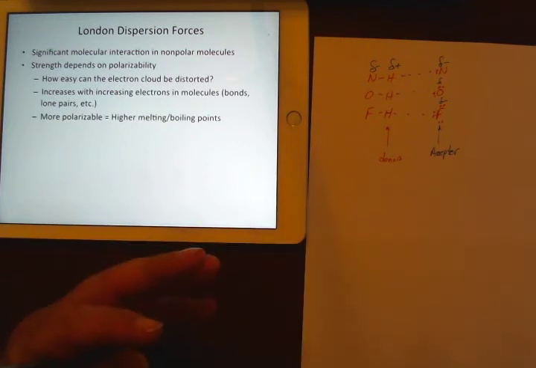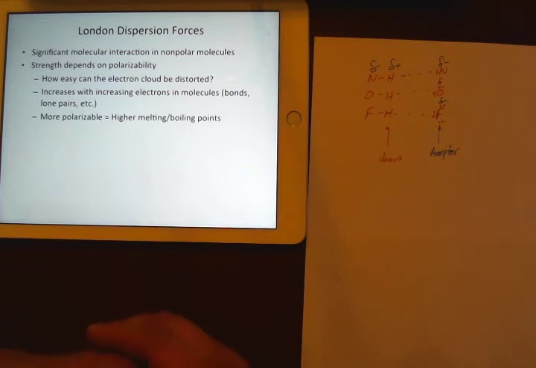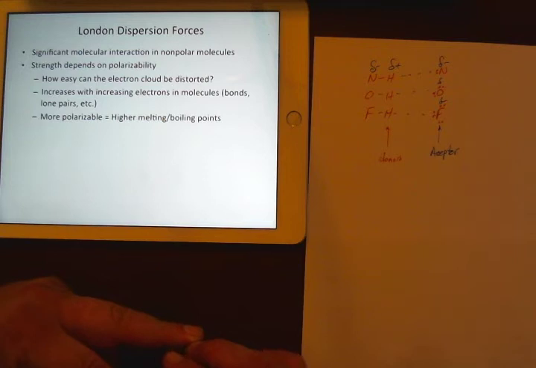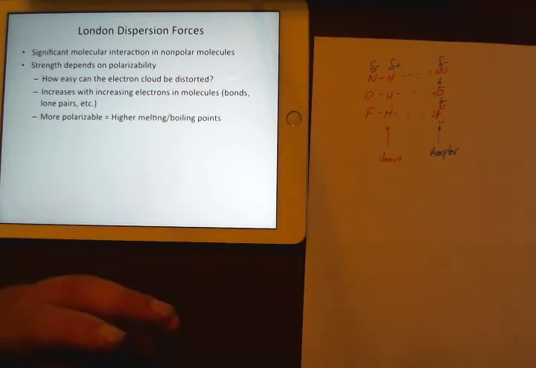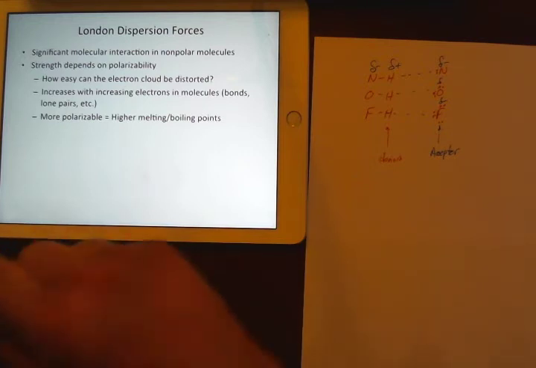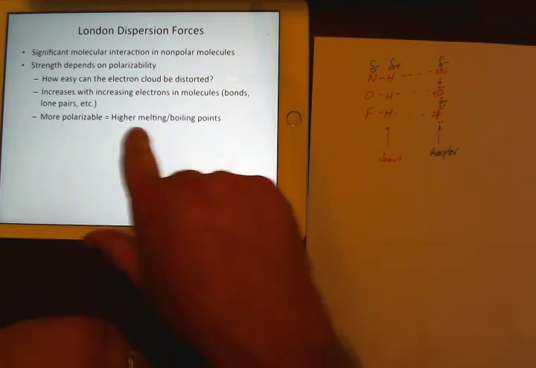Otherwise, they'd just all be gases, right? They'd all be like helium, stuff like that. So this is what you've got. How easily this cloud is distorted makes for more interactions, right? A higher likelihood of these London dispersion forces, and so we call it the more polarizable it is, the higher the melting and boiling point.